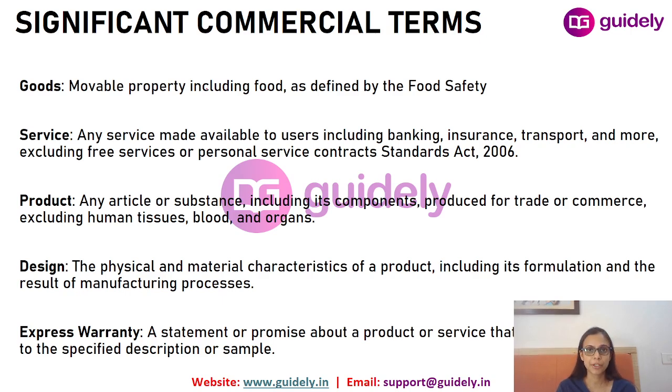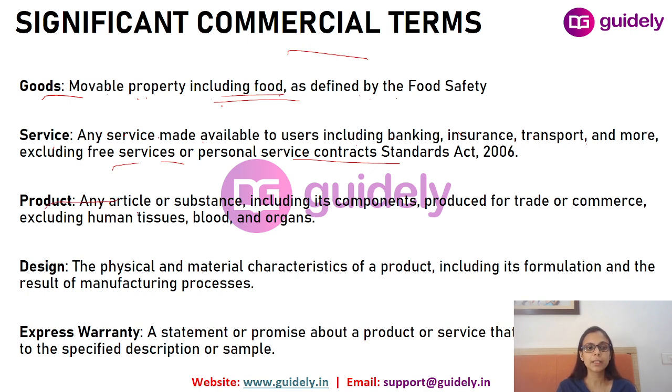Then there are few commercial terms. Those were the general terms and these are the commercial terms. What is a good? Movable property including food as defined by the Food Safety Organization. Anything that is movable, any article that is movable is considered as a good in this act, and it includes food also. Service. What is a service? Any service made available to the user including banking, insurance, transport and more. It excludes free services and personal service contracts.